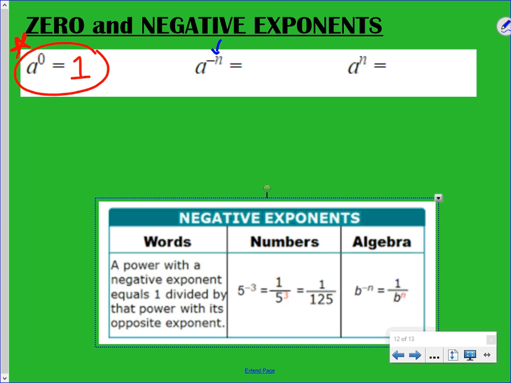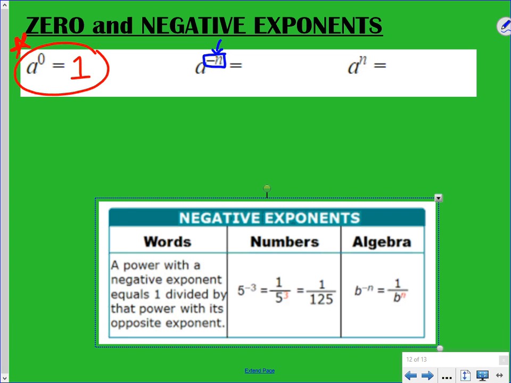A negative exponent, right there, we have a negative exponent. If we look down here, there's a nice graphic that talks about negative exponents. In words, it is a power with a negative exponent equals 1 divided by that power with its opposite exponent. So if we look, when we have 5 to the negative third, our power, we change that to 1 divided by that power, 5 to the third. We just change the negative 3 to a positive 3, and we put it in the denominator.